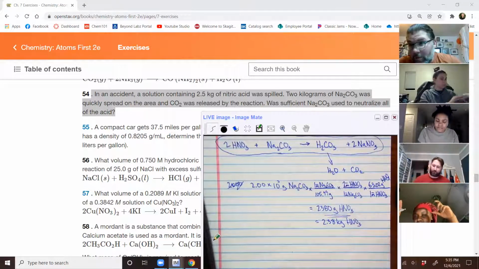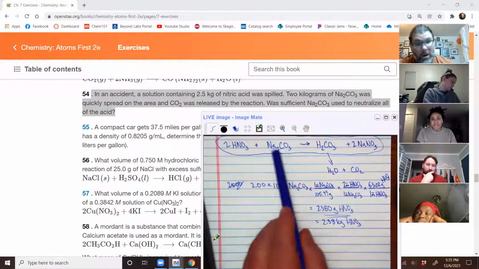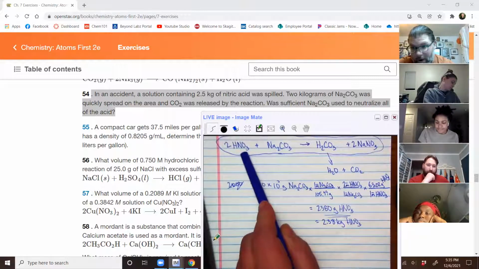So what you convert into from the balanced chemical equation is all about what the question is asking about. Here, what we were asked about is, we know how much of this we used, and it's asking, did we use enough to react with all of this stuff, right? Yeah.